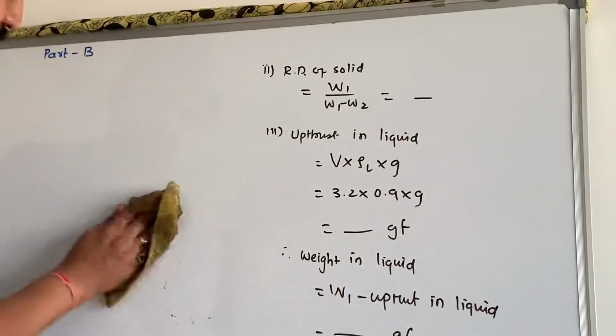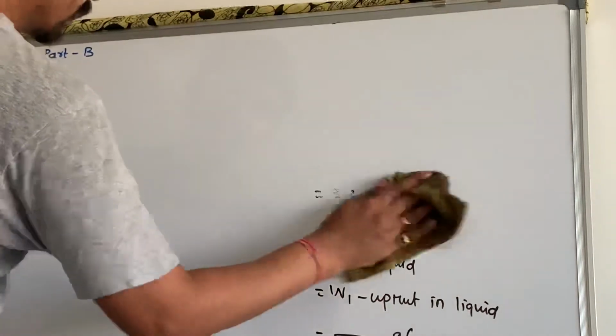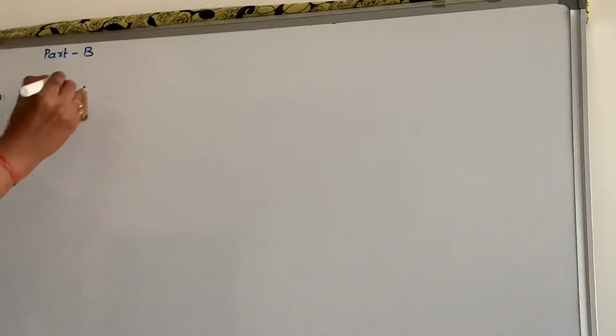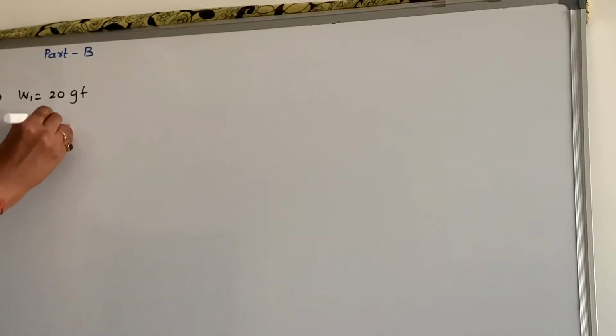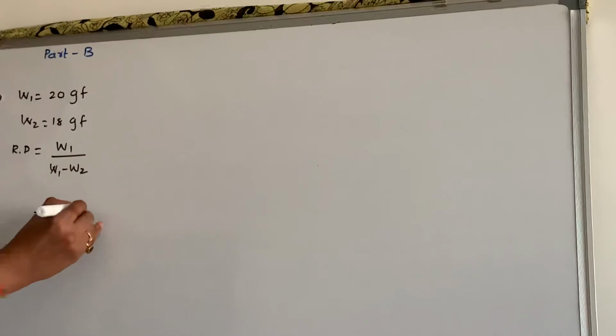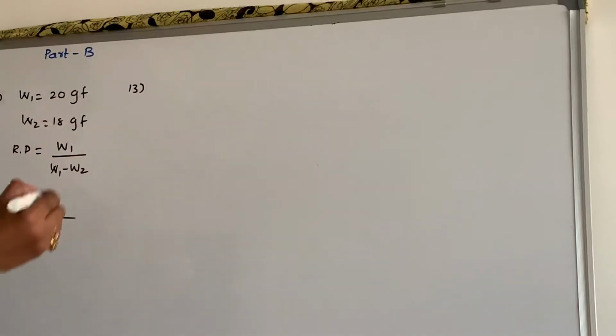In question number 12, what is given? A body weighs 20 gf in air. But W1 is given 20 gf, that is weight in air. 18 gf in water, W2 is given as 18 gf. Right? Calculate the RD. RD is equal to W1 upon W1 minus W2. It's going to be something. Right? This is 12.